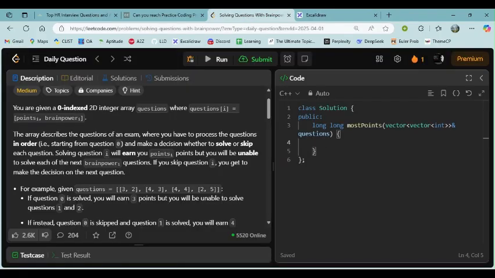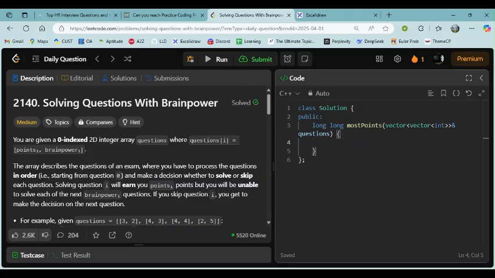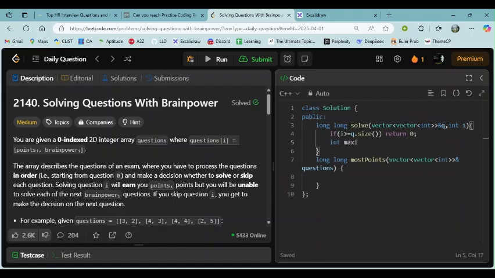Let's try to code it. For coding the problem, I will just use recursive DP, in which I will make a solve function which contains 2 parameters. One is the 2D vector of questions, and the other is an integer i, that will tell the index. And if i is greater than or equal to q.size(), I'll just return 0, because I am out of the bounds of my problem.